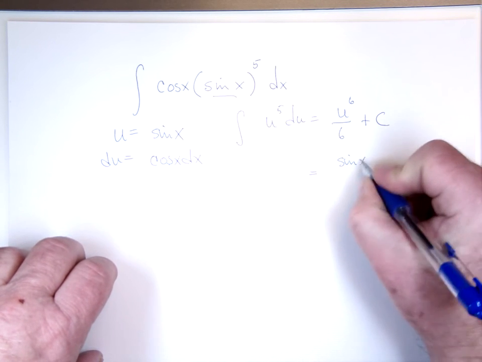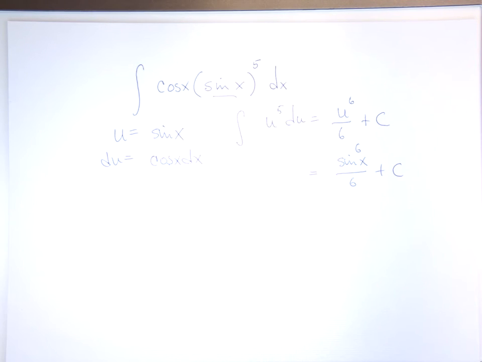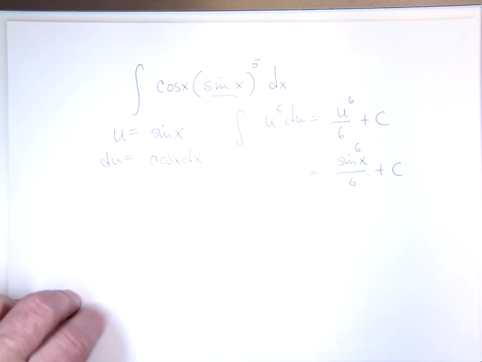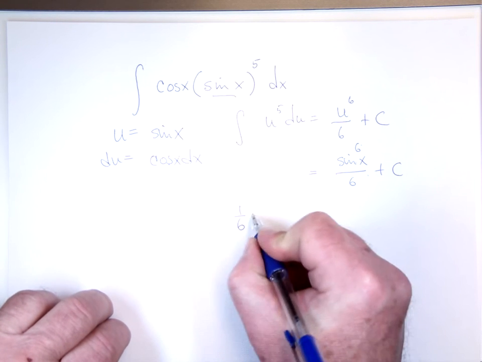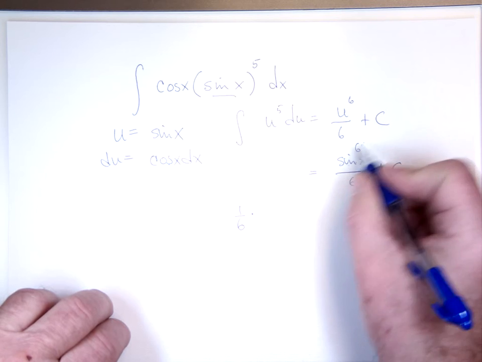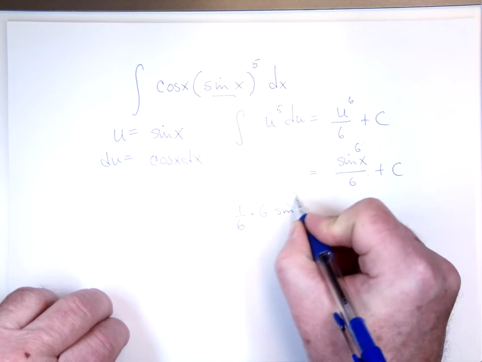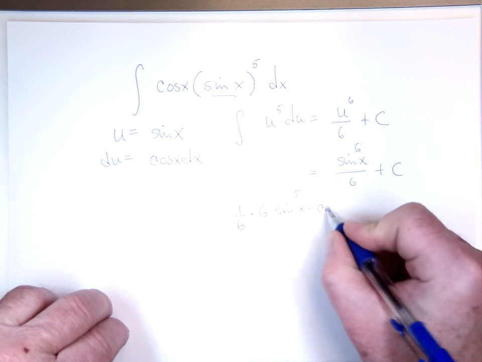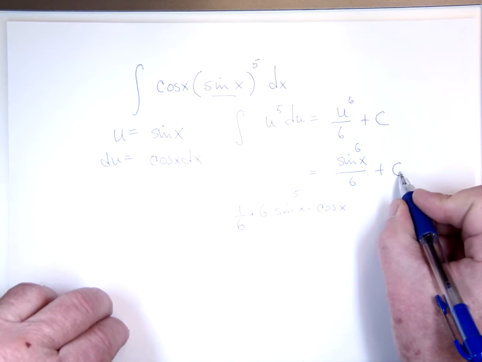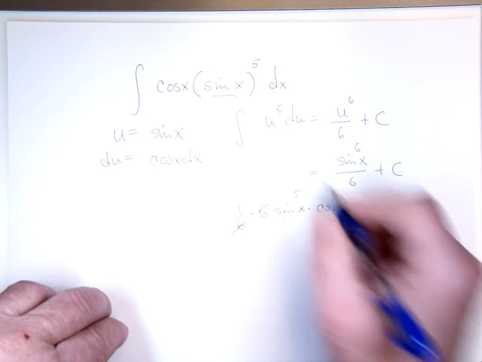Now, how do we know this is correct? Take the derivative of this expression. It's a u to the n form. The derivative is, we have a constant 1/6. The 6 comes out, sine to the fifth times the derivative of sine, which is cosine. The derivative of a constant is 0. The 6's cancel. We're left with sine to the fifth cosine. That's exactly what we started with. That proves that what we have is correct.